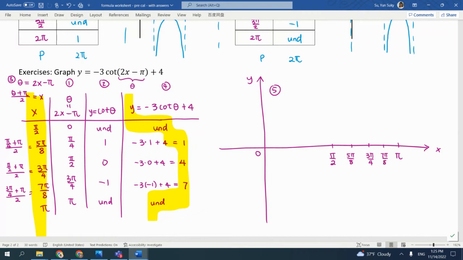And how do I get that? You see, pi over 2 and pi, and then the middle, 3 pi over 4. And then the middle of pi over 2 and 3 pi over 4 must be 5 pi over 8. And then this is the middle of 3 pi over 4 and pi. Is that okay, everybody? So those are the x values. Your y values: undefined means dashed line, vertical asymptote.